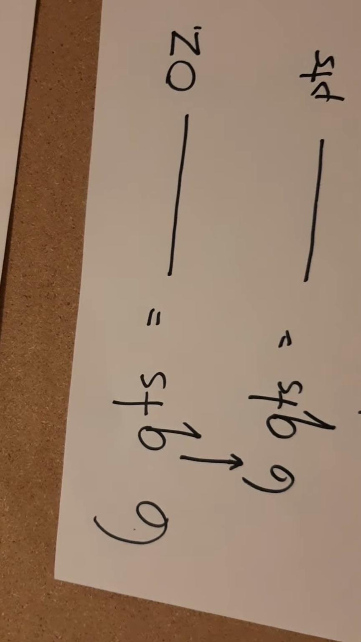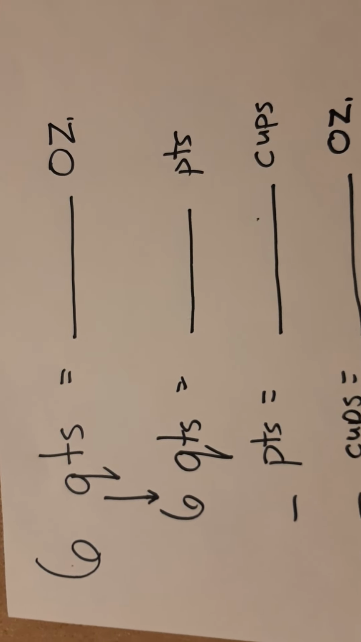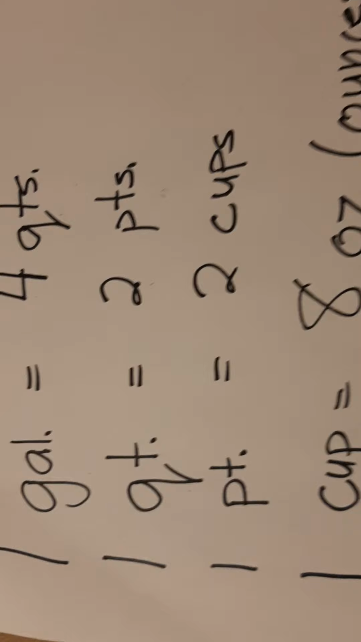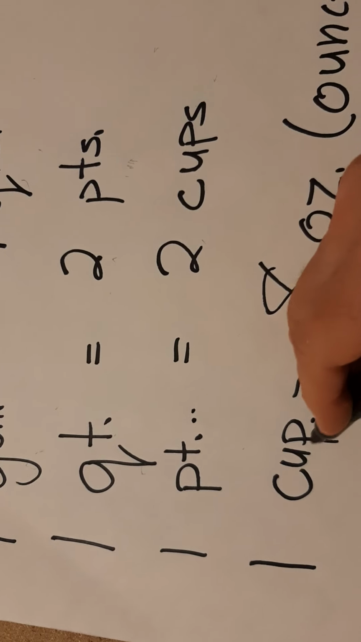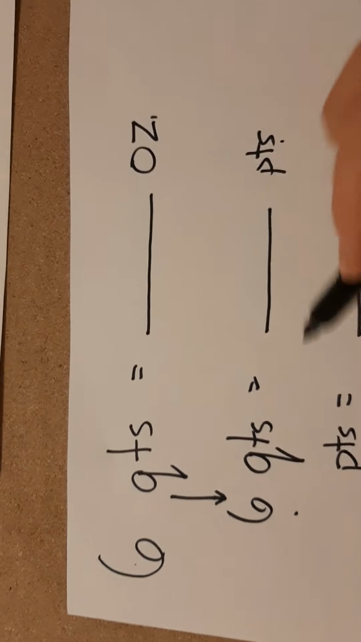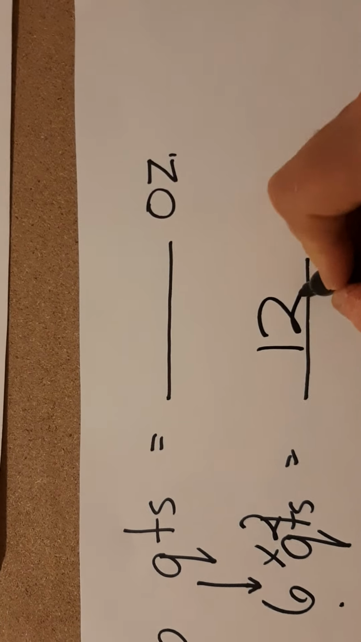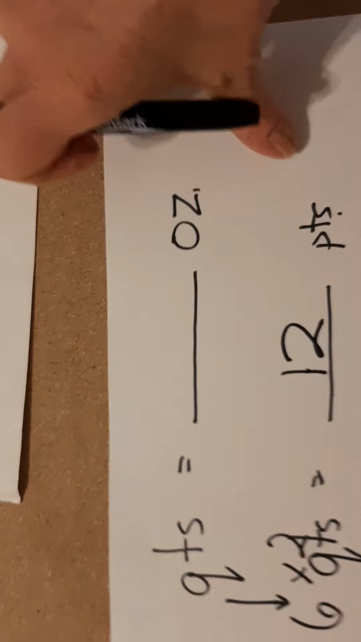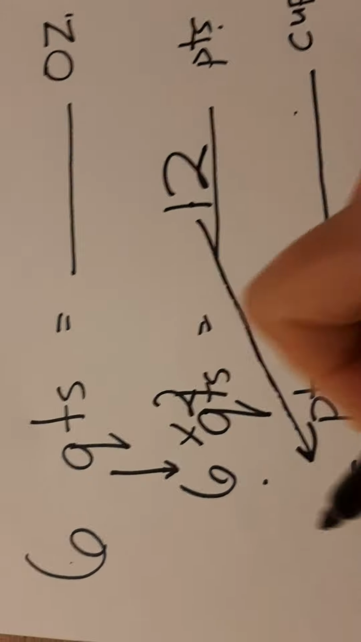Take a look at the next one we have. 6 quarts is how many ounces? Well, if you look at quarts, you have to go quarts to pints, pints to cups, cups to ounces. So let's do that. 6 quarts is how many pints? Multiply by 2. 6 times 2 is 12. Move that over to here.